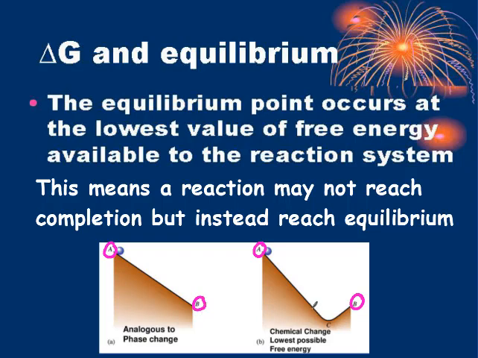But in the second analogy, we have here's our reactants, there's our products. But as the ball goes down, it never reaches the products being fully completion, because we're going to reach equilibrium at C. C is the lowest point of energy, so therefore the reaction stops there at equilibrium before going on to completion.